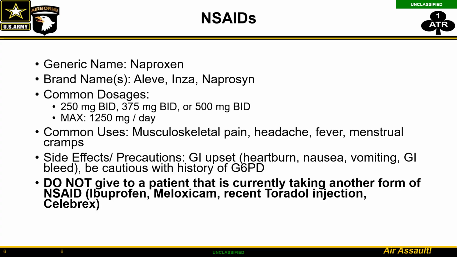The next NSAID is naproxen. This is also usually known as Aleve. The dosage range that I'm typically giving someone for this is 500 milligrams once in the morning and once at night. Technically the max is 1250, but I'm really not giving anybody more than 500 twice a day.